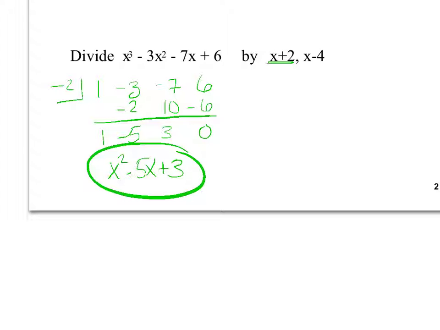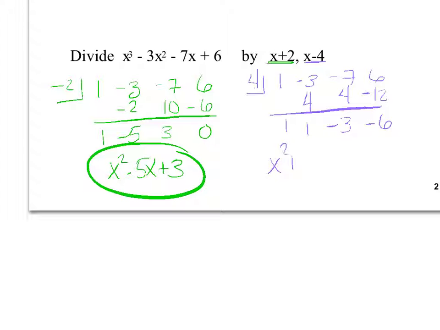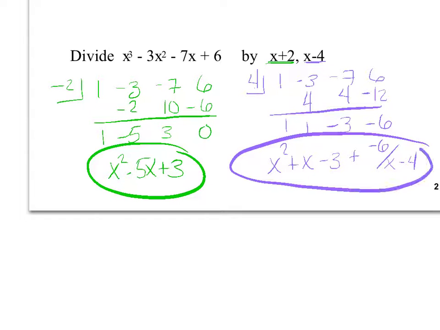All right, go on to the next one. I'm going to do the x minus 4 one, so it's a positive 4 in the box. I get my 1, negative 3, negative 7, and 6. Drop the 1. 4 times 1 is 4. Add those together, we get 1. 4 times 1 is 4. Add those together, I get negative 3. 4 times negative 3 is negative 12. Add those together, I get negative 6. So we have x squared plus x minus 3 plus negative 6 over x minus 4. That'd be my answer for that one.